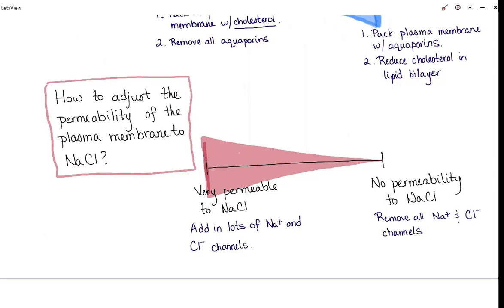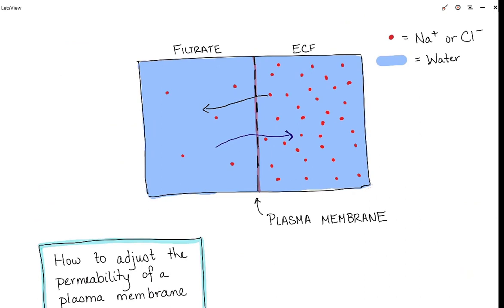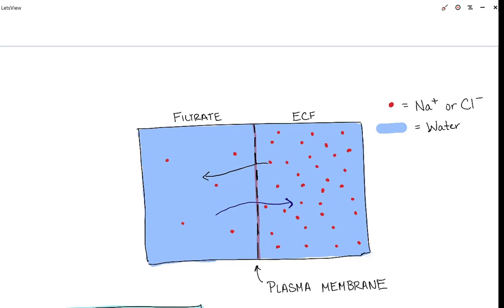So now that we've looked at ways that we can adjust a plasma membrane's permeability to both water and sodium chloride, let's come back up to this image here. So what's going to happen? Is the salt going to move from the extracellular fluid to the filtrate, as shown here? Or is water going to move as shown here? And the answer depends on what your membrane looks like.